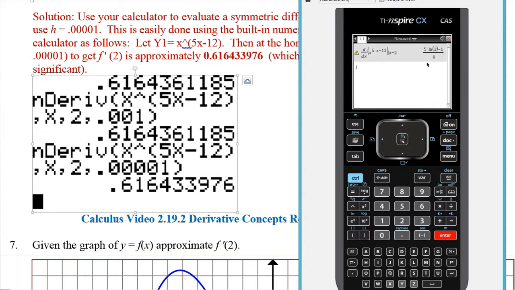Now if I hit enter on the CAS version, it's going to give me an exact value, which we can see is 5 times the natural log of 2 minus 1 over 4. But if you want an approximation, if you just did what I just did on the non-CAS version, it's going to give you a decimal approximation. But I can hit control equals, and it does that in a decimal version. And if you look, that is the same as the other.